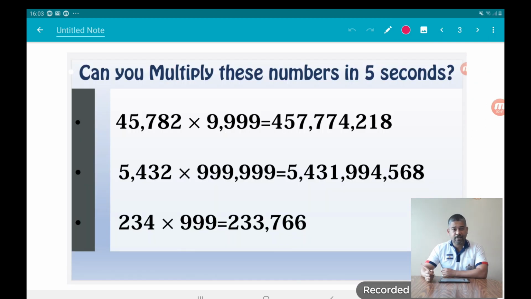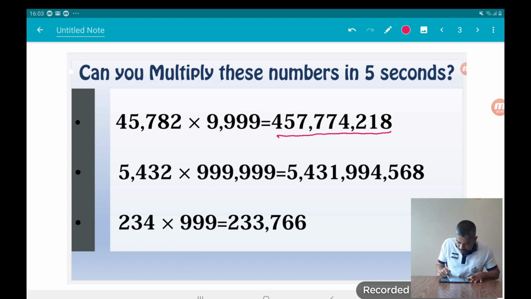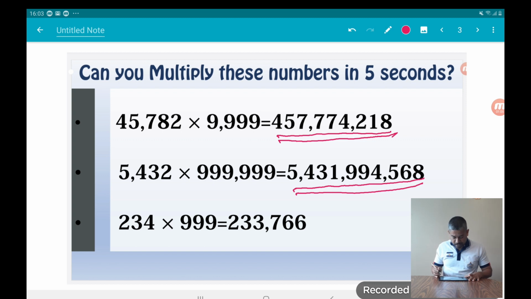Did you get the answers like this? Let us look at the first one. The answer is 457,774,218. And the second one, 5,431,994,568. And the third one, 233,766. If you get the answers like this, that means you have done a great job. If you did not get the answers, it's time to learn the trick.